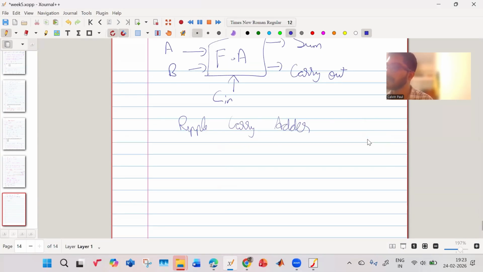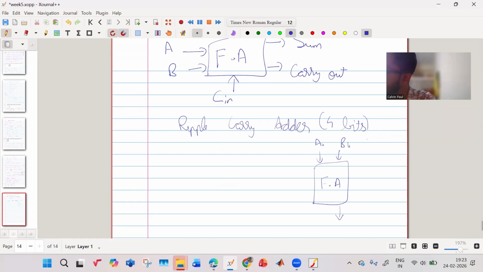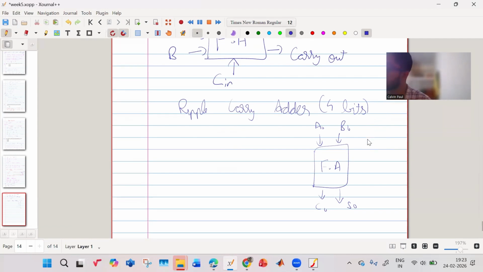Let us say we confine ourselves to 4 bits. So this is one full adder, right? This has A0, B0, and this generates a sum output and a carry out. Then you have another full adder.